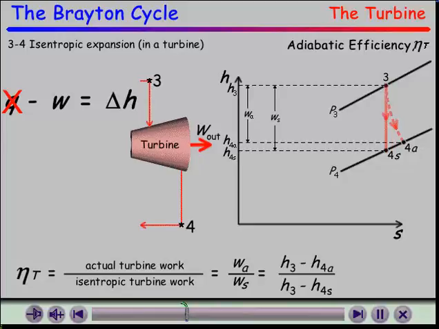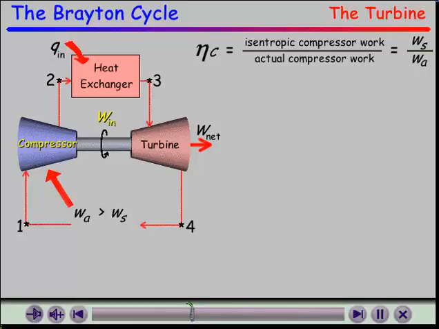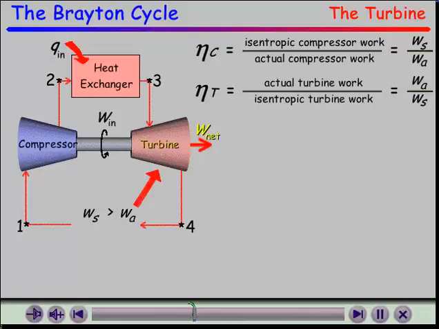Why is this? Remember that we must supply work to the compressor for it to perform work on the air. Here, work is produced by the rapid expansion of air in the turbine. When work is done on a system, as is the case with the compressor doing work on the air, the isentropic work input will always be less than the actual work required. When work is done by a system, as is the case with the turbine, the isentropic work is greater than the actual work output.